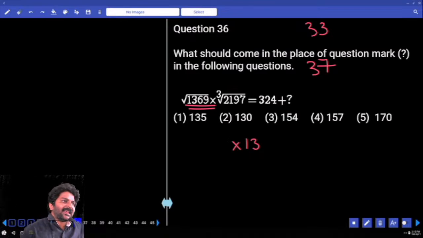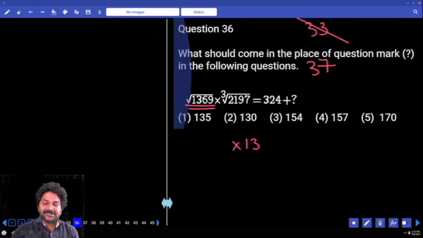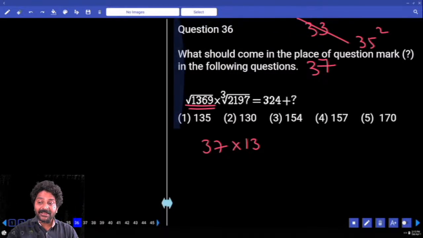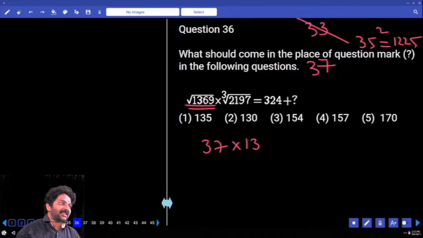If it is 33, it has to be 11 multiple, right? Is our number 11 multiple? That means it is not 33, though it has to be 37. Otherwise, you will have to calculate middle number square, which is 35 square. 1225. Our number is more than that, hence 33 cannot be the one. Right. So this must be equal to 324 plus something.